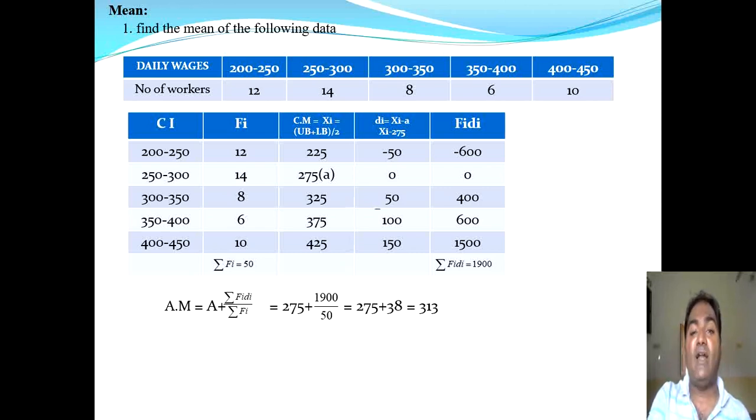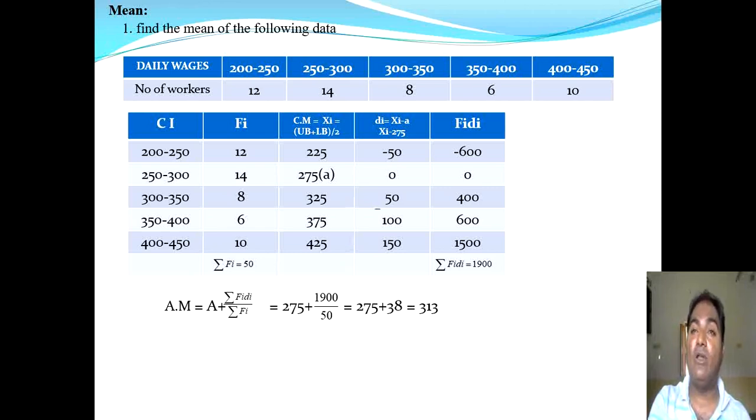Now, after that we find the di, xi minus A. What is xi? What is A? A is 275. The first one, xi, the mid value, is 225. 225 minus 275 is minus 50. 275 minus 275 is 0. 325 minus 275 is 50. In that way, we get all the di values.